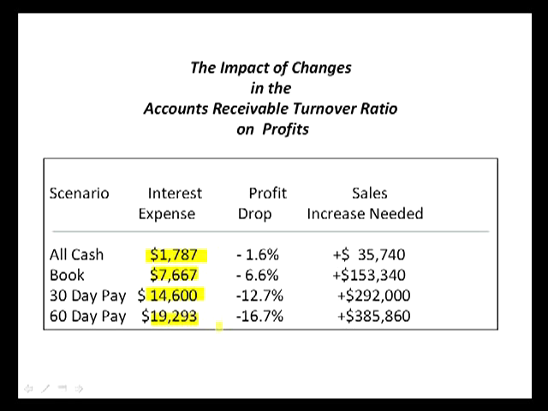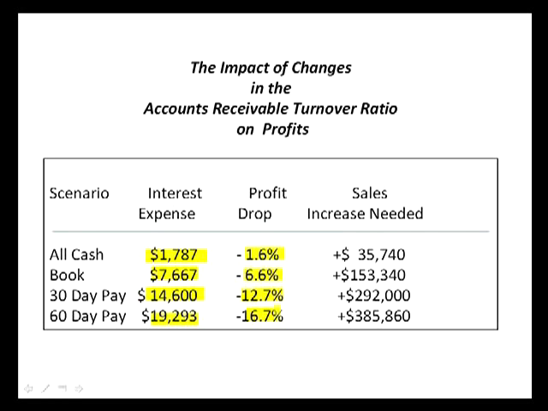To give you some perspective on this, let's look at the impact on profit. Paying this interest, when it's all cash, lowers our profit 1.6%. Not a lot. When we look at the one that was in the book, our base case, we see a 6 2/3% drop in profit. And when we go to 30 and 60 days, we see a 12 2/3 and a 16 2/3 profit drop.